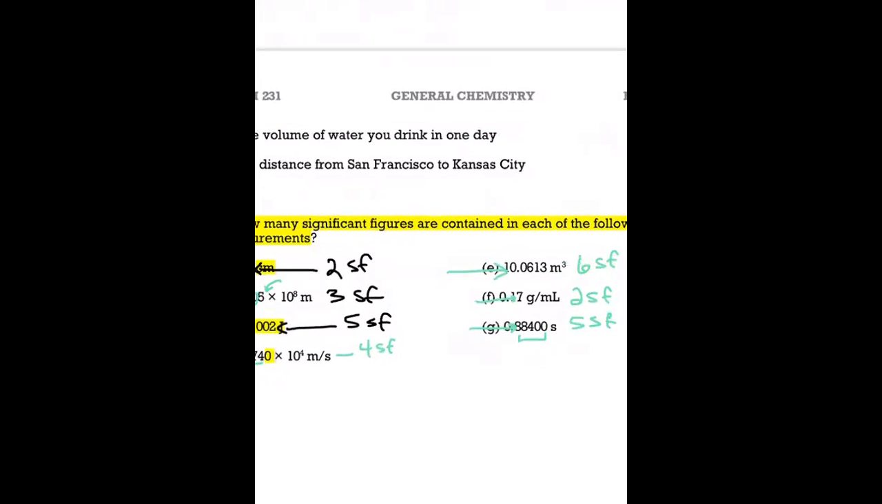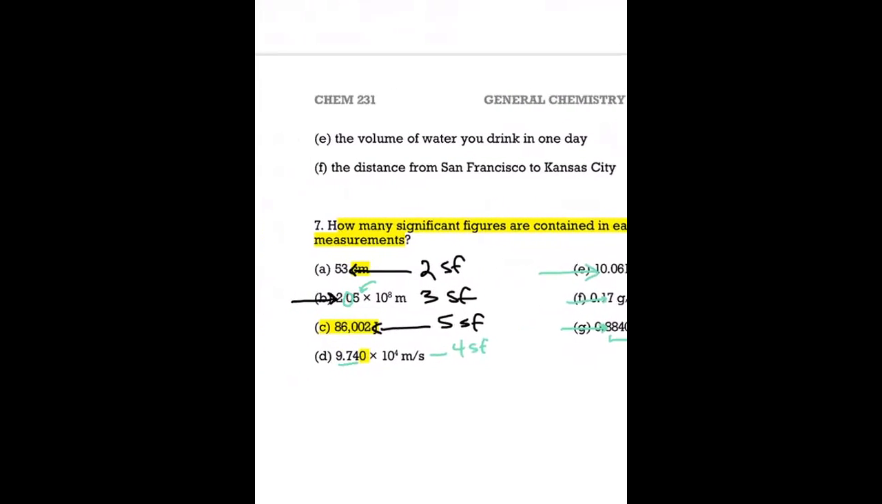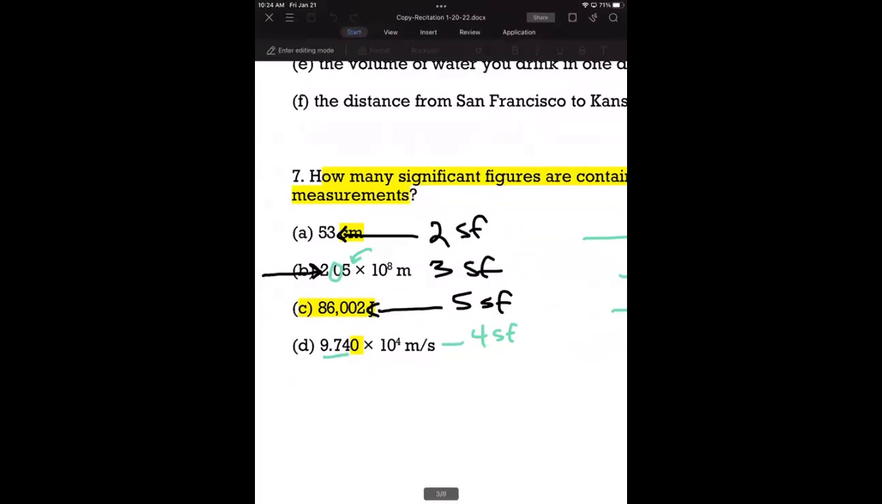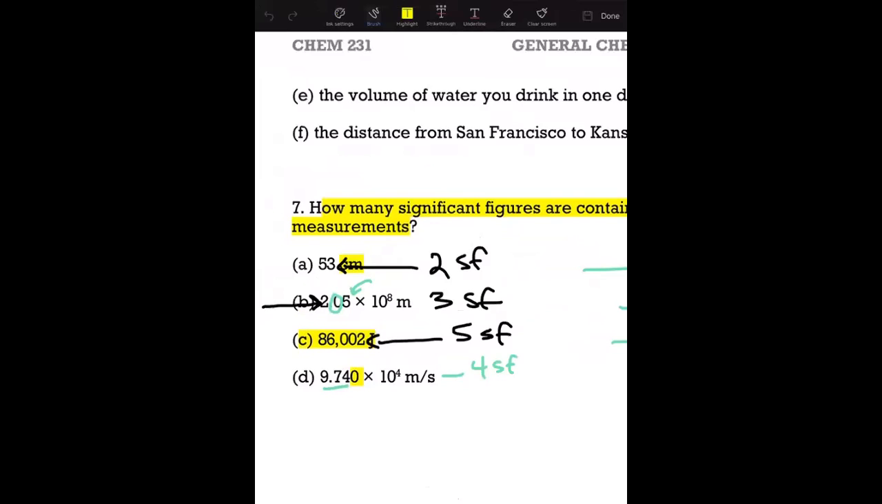So in an example like this one, C, you see how you got the two zeros here trapped in between those other numbers? So they are significant in this case. But if they were to come after the 2 and they're before the decimal, they wouldn't be. Those are what we call trailing zeros, so they wouldn't matter.